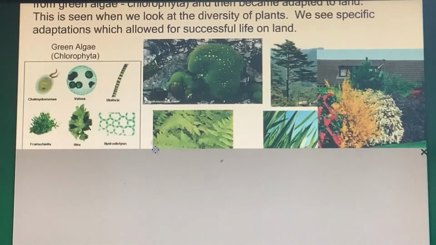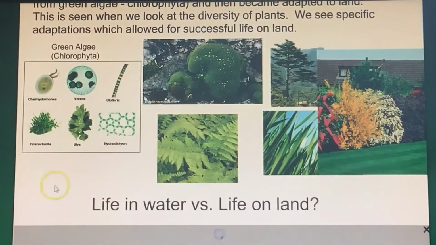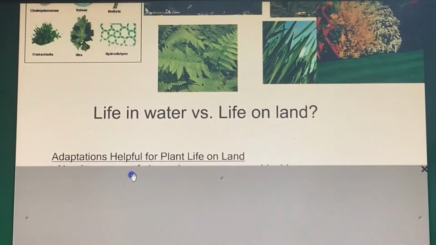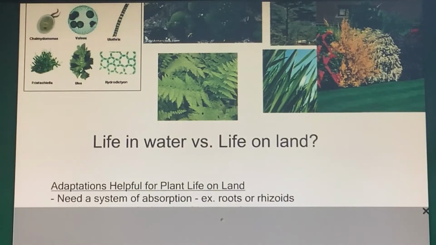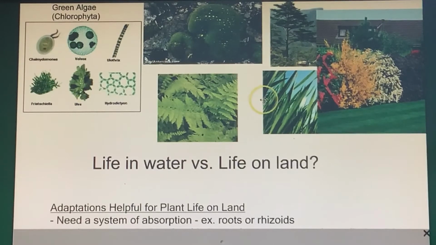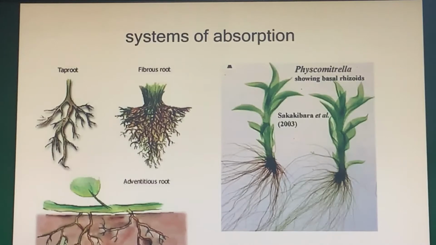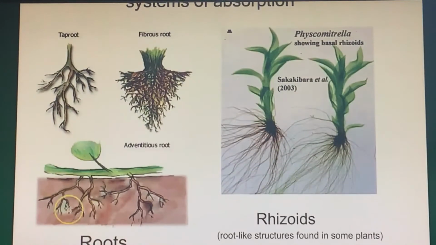Hold on one second, let's do it this way. Oops, so we can get them one at a time. We need a system of absorption. What do we mean? How do we get our water in? Well, if you're an aquatic plant surrounded by water, it's easy to absorb from your surroundings. But what about these plants that live up here on land? Where do they get their water? That's right, they get their water from the soil. So we need some system of absorption, either roots or rhizoids, which are root-like structures found in some plants. So in our investigation of plants, we'll see the evolution of roots.